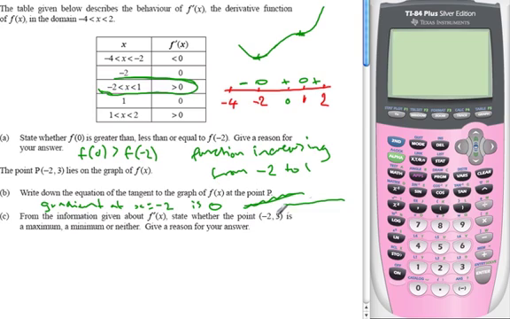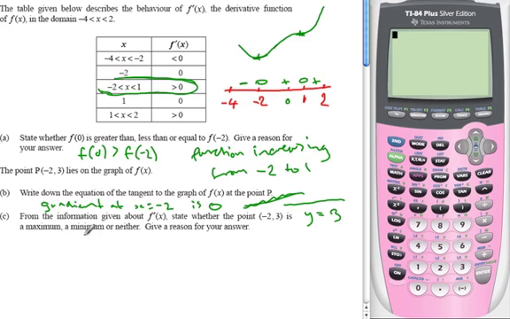Horizontal lines have an equation in the form y equals, because it's going to have the same height all the way along this line, and the height from this coordinate has to be 3. So that's one that we have to do just from our knowledge of horizontal lines, and the fact that we've been given the gradient at -2 is 0.